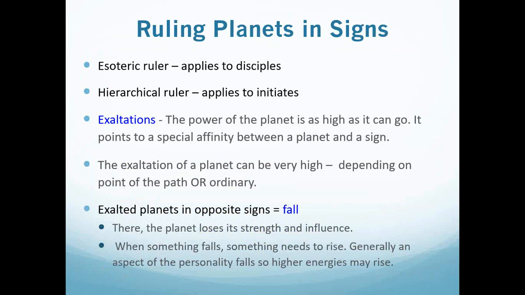So, exalted planets have opposite signs. For example, Mars exalted in Capricorn, its opposite would be Mars in Cancer, which would be considered fall. When it falls, it loses its strength and influence. So we are told when something falls, something else needs to rise. Generally, an aspect of the personality has fallen, so higher energies need to rise. And we have to try to figure that out.